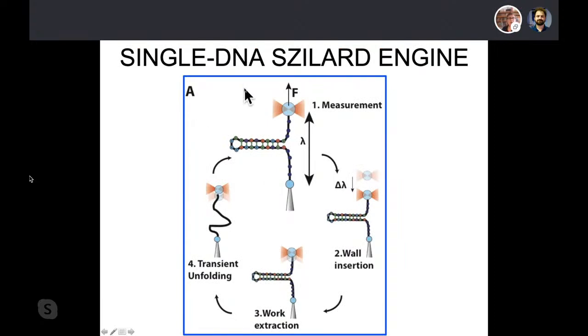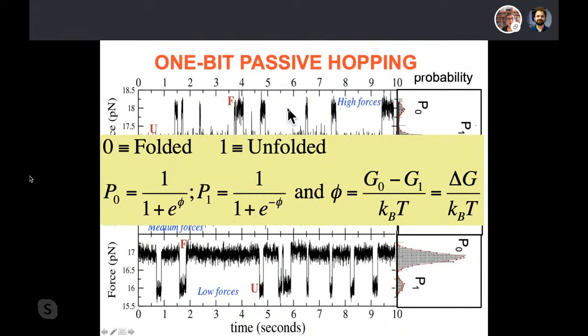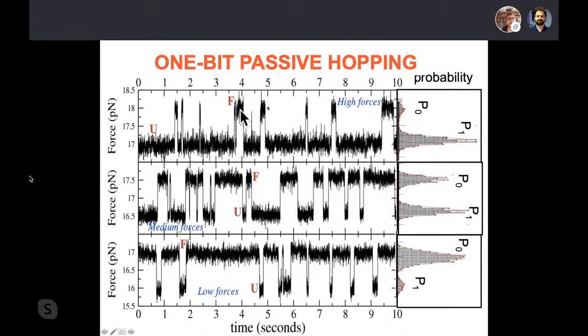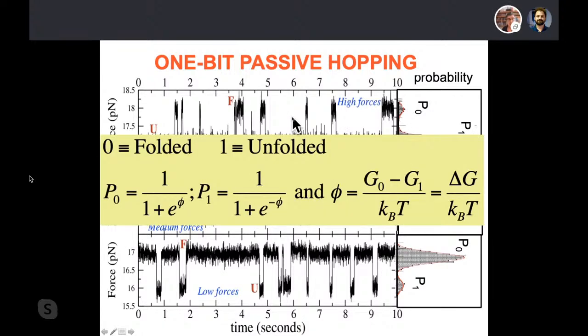Now we can implement this single DNA SZILARD, okay, in which we do the same thing as SZILARD does in his Gedanken experiment. We make an observation. Suppose that we make an observation. We know the two force levels. We are in this condition, for example, okay? And then we measure about 17 piconewtons. Or we measure about 18 piconewtons in this case. If we measure about 18 at a given time, we know that we are in the folded state because 18 is too far away from this Gaussian here. So we know that the molecule is folded.